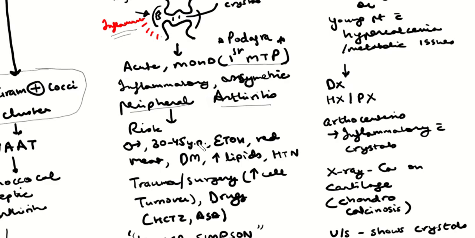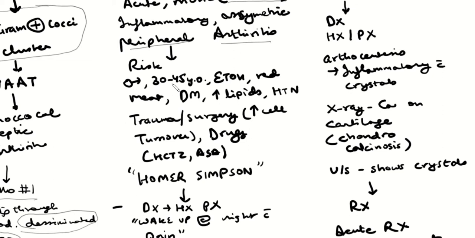Now, what are the risk factors? Males, 30 to 45 years old, who drink alcohol, eat red meat, diabetes, increased lipids, hypertension, trauma or surgery, which causes increased cell turnover, and drugs such as aspirin and hydrochlorothiazide. But the most important one is: a younger male came in who had lots of alcohol and red meat, partied last night, and suddenly has this inflamed first big toe. I'm thinking what? I'm thinking gout.